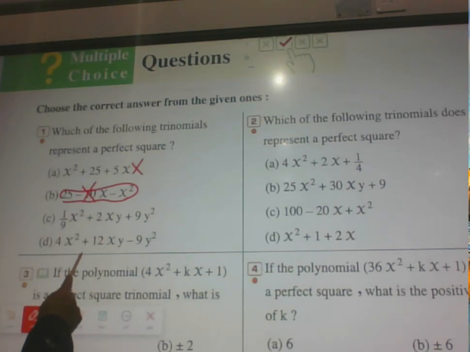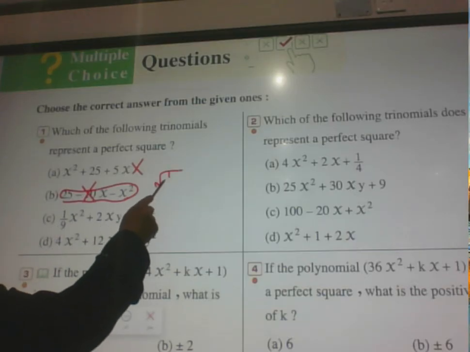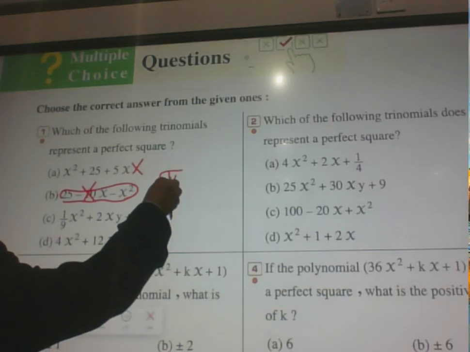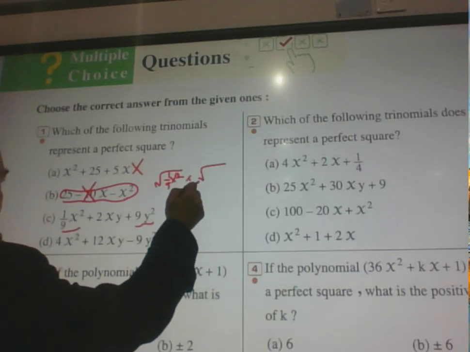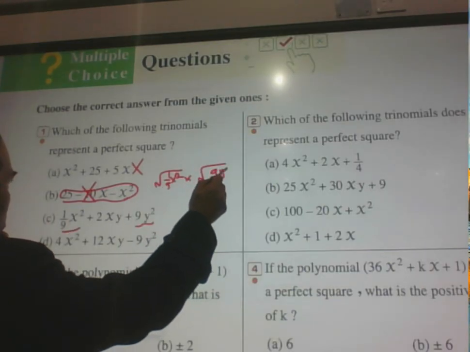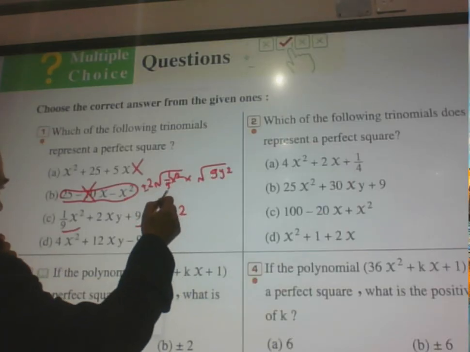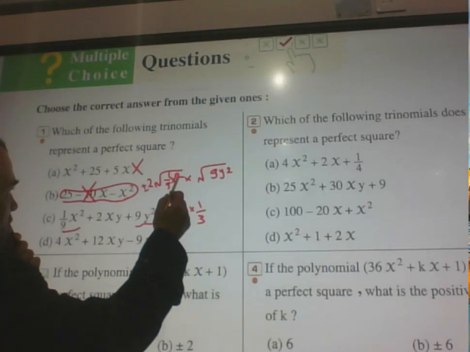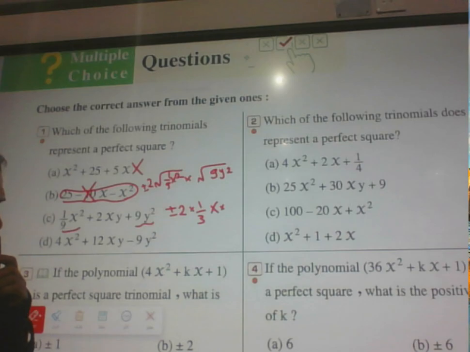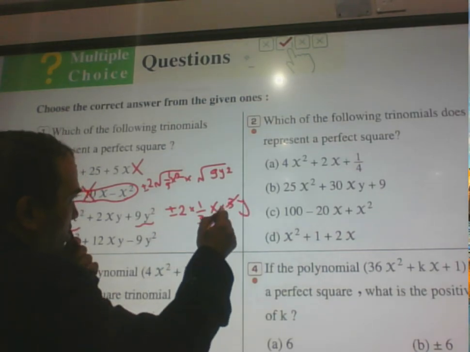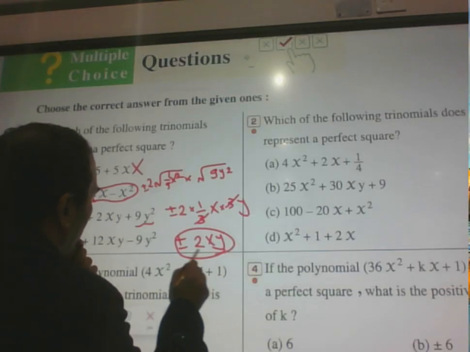And the third: we can find the square root of the first, the square root of 1 over 9 x power 2, times the square root of the third, 9y power 2, times 2, positive or negative. Like here, the square root of 1 over 9 is 1 over 3, x power 2 gives x, and the square root of 9y power 2 equals 3y. You can simplify, and the answer will be positive or negative 2xy, which is the same as the middle.